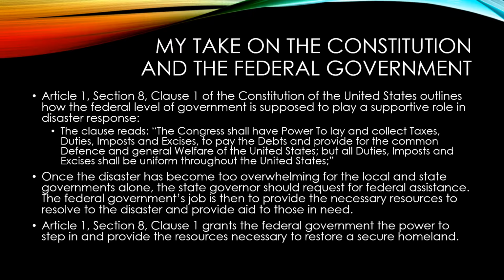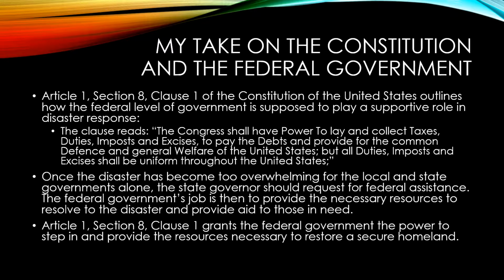My take on the Constitution and the federal government. Article 1, Section 8, Clause 1 of the Constitution of the United States outlines how the federal level of government is supposed to play a supportive role in disaster response. The clause reads: the Congress shall have power to lay and collect taxes, duties, imposts and excises, to pay the debts and provide for the common defense and general welfare of the United States. But all duties, imposts, and excises shall be uniform throughout the United States.